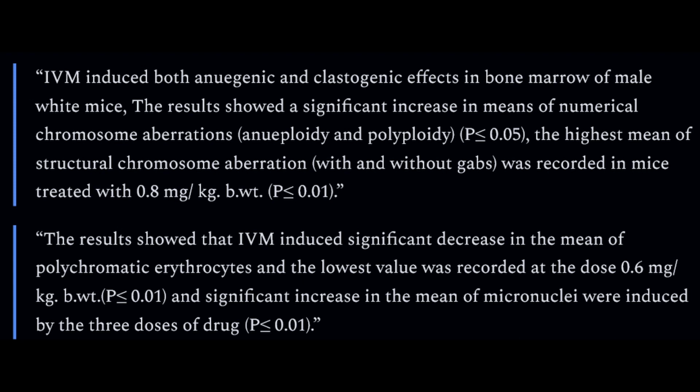The results showed that ivermectin induced significant decrease in the mean of polychromatic erythrocytes, and the lowest value was recorded at the dose 0.6 milligrams per kilogram, with a p-value of less than 0.01, and significant increase in the mean of micronuclei were induced by the 3 doses of the drug, with a p-value of less than 0.01.